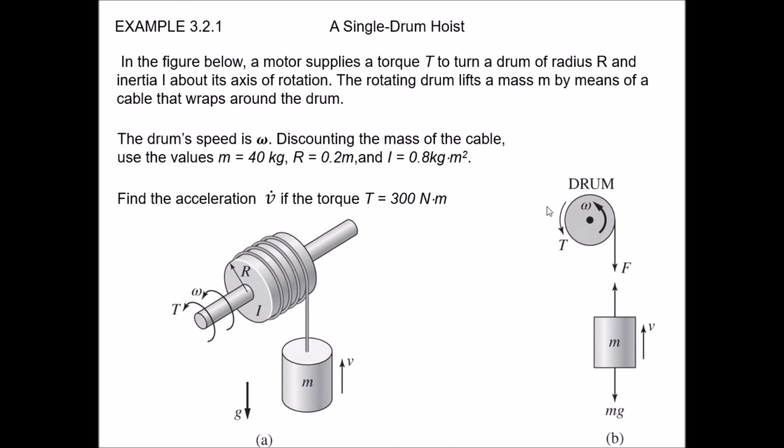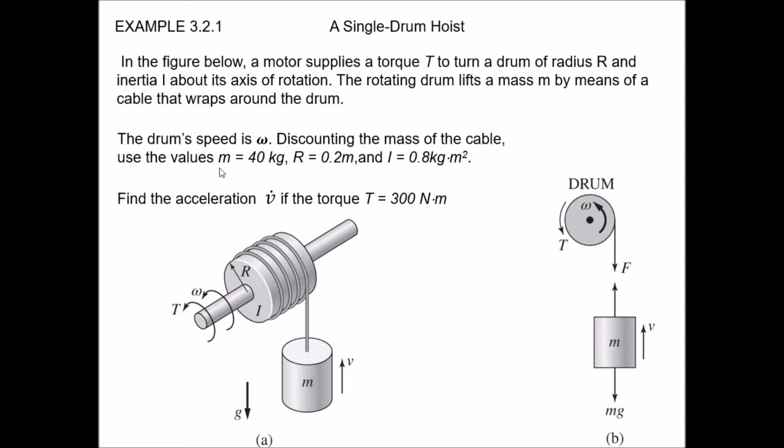We draw it out in a 2D view for our free body diagram over here, slightly simplified as well. See our torque going counterclockwise with our omega term. Force here, or the tension in the cable itself. Our mass m here, velocity up, weight force going down here. So they also tell us that the drum speed is given to us by omega. Discounting the mass of the cable, so there's an assumption there. We're assuming a massless cable.